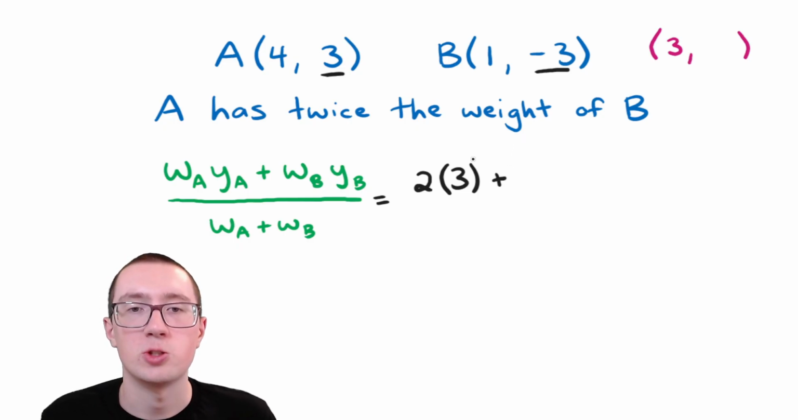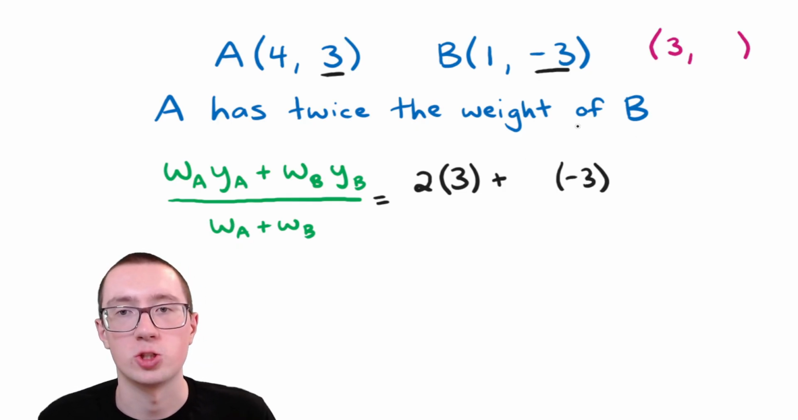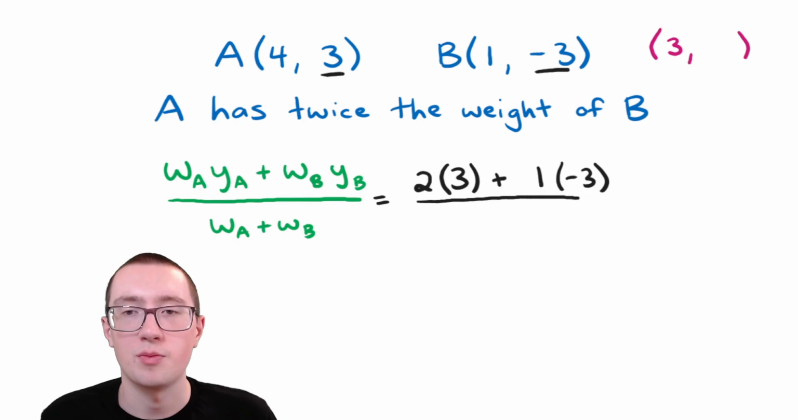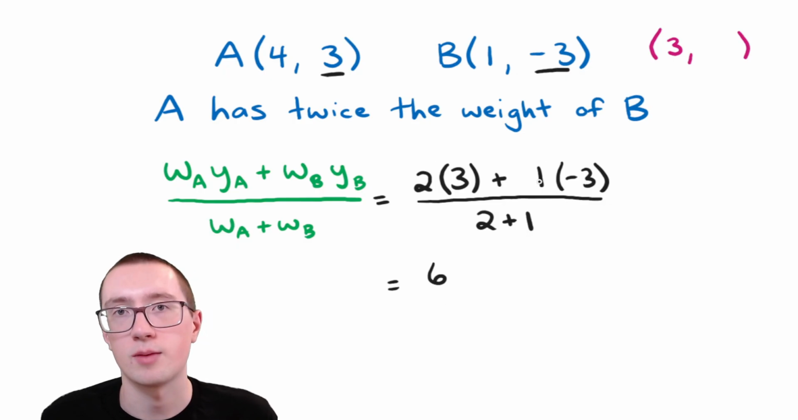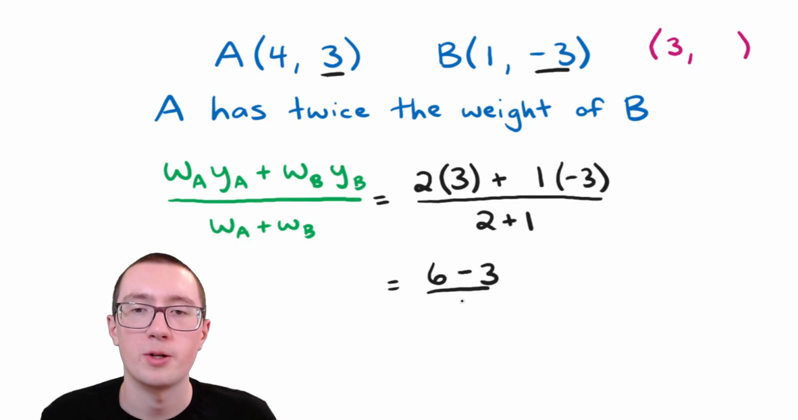And we're going to add that to the Y of B, which is negative 3. But we have to multiply it by its weight, which is just 1. And then we're going to divide it by adding together the weights, which is still 2 plus 1. So let's go ahead and simplify. 2 times 3 is 6. And then 1 times negative 3, anything times 1 is itself, so that's negative 3. And then that's going to be over 2 plus 1, which is 3.